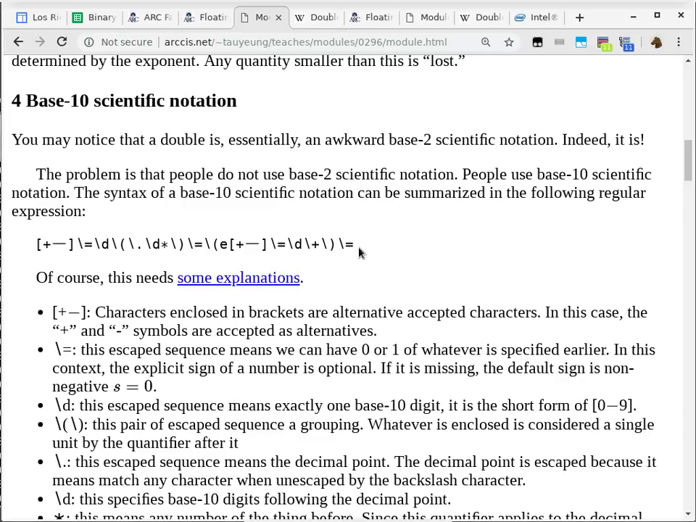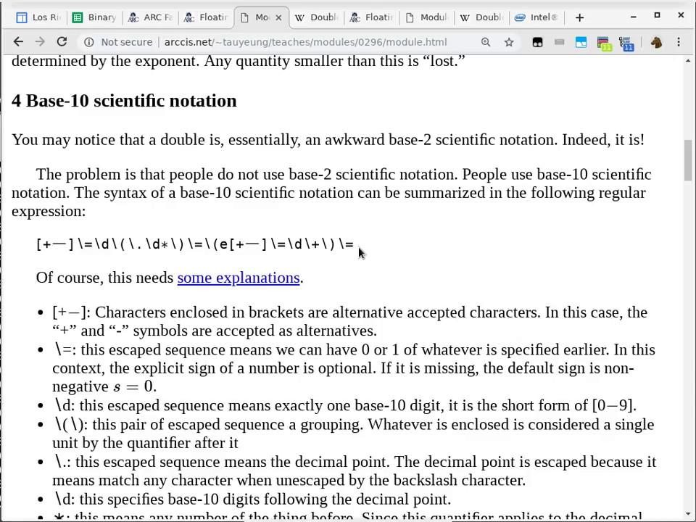This is called regular expression. Regular expression is a cool way to specify a pattern. How many people have heard of the term regular expression? Or usually it's called regex, R-E-G-E-X, regex? Nope, okay. So regular expression is a way for you to describe the syntax of something simple.